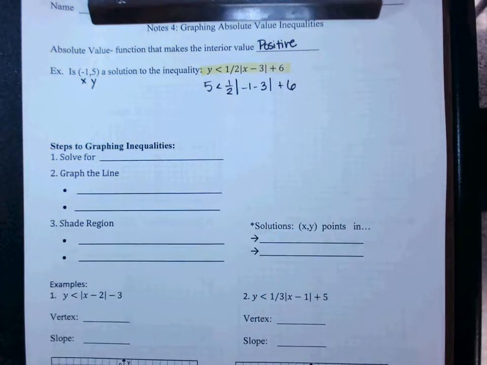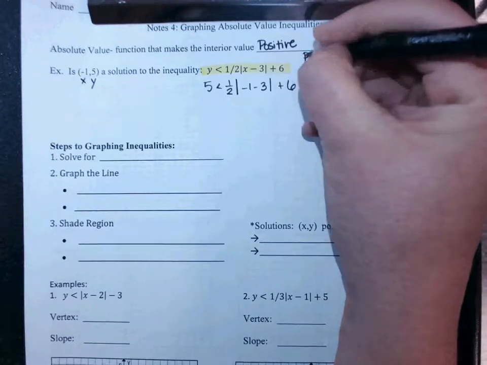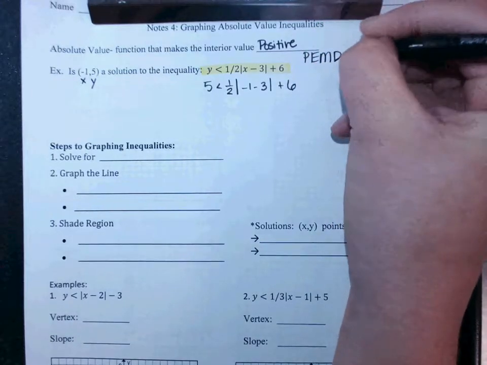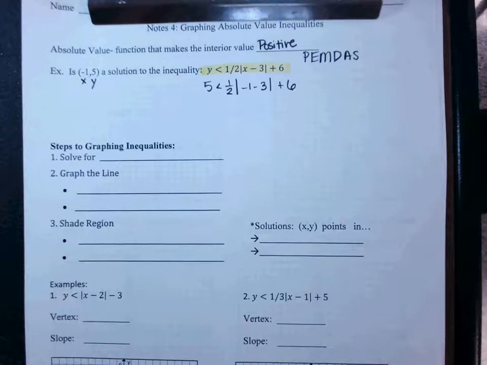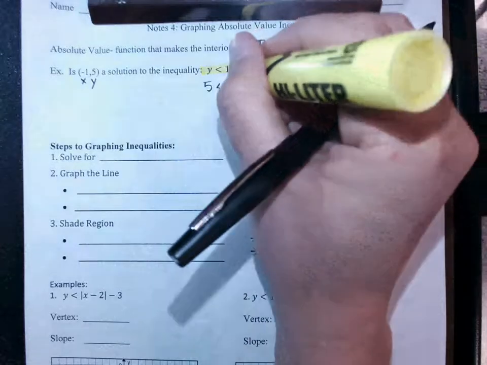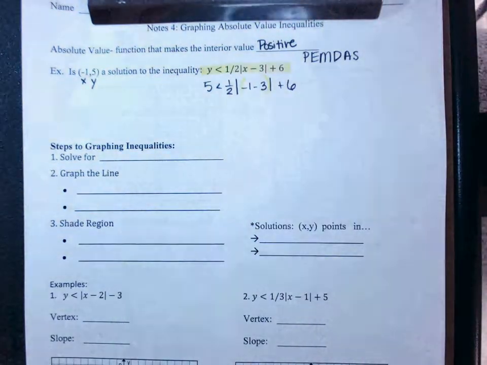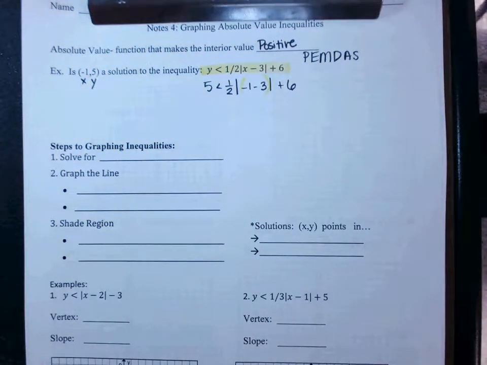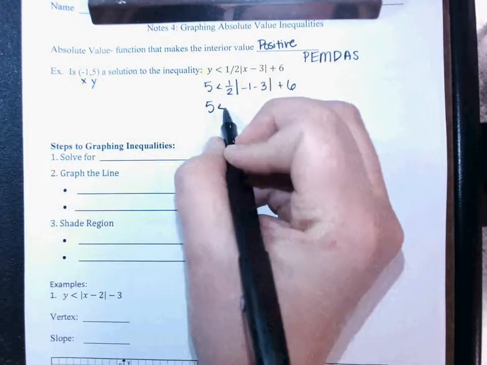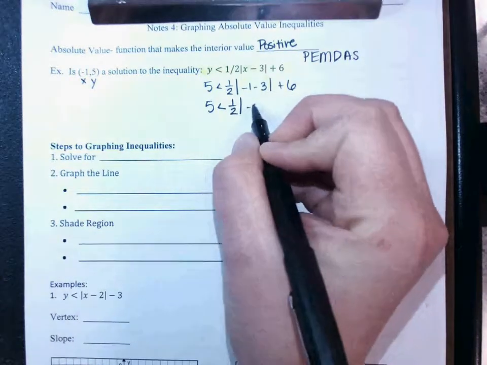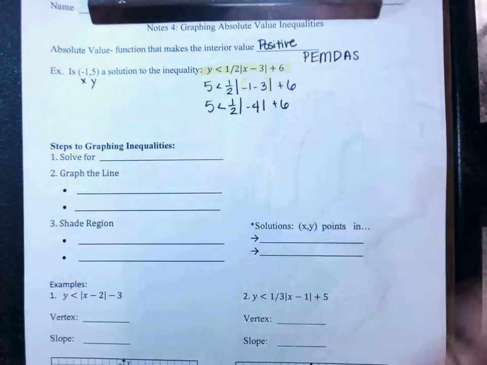Okay, in your PEMDAS, remember that tells you the order that you're supposed to do stuff. In your PEMDAS, the absolute value functions kind of like the P, in terms of order. So you would need to figure out what that is on the inside. What is -1 minus 3 more? Okay, so you'd have 5 less than half of -4 plus 6.